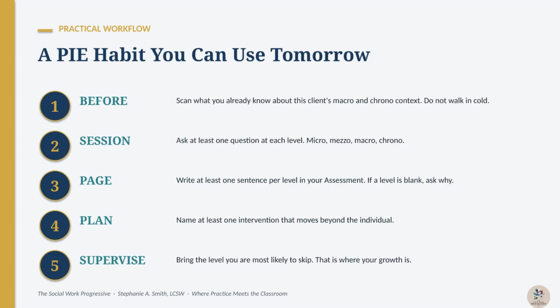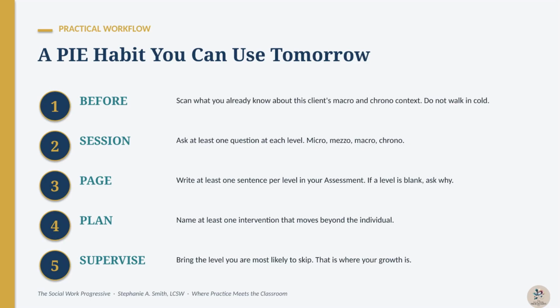Here is a 5-step workflow you can use on your very next client. 1. Before intake, scan what you already know about this client's macro and chrono context. Do not walk in cold. 2. In session, ask at least one question at each level. Micro, mezzo, macro, chrono. 3. On the page, write at least one sentence per level in your assessment. If a level is blank, ask yourself why.